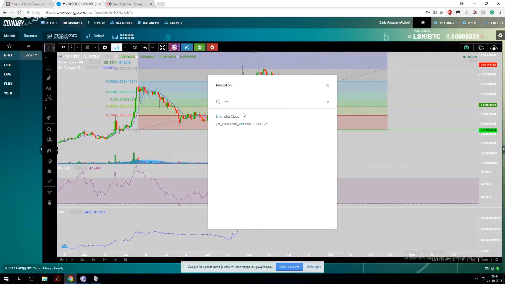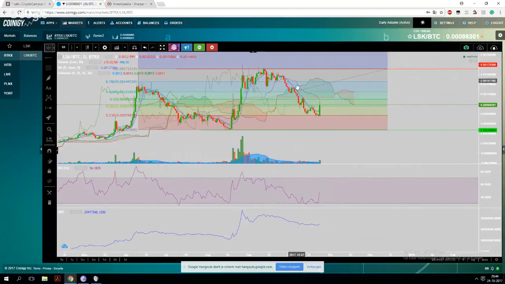You have a lot of other indicators, for example, the Ichimoku cloud. I'm not going into that for now. This is a little bit more advanced. So that will be kept for future videos, probably by the end of the week. This is one I would really like to cover.